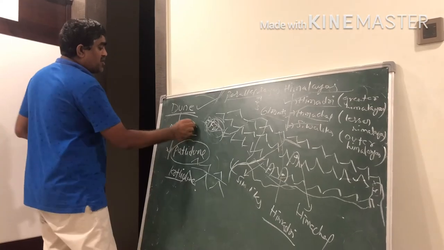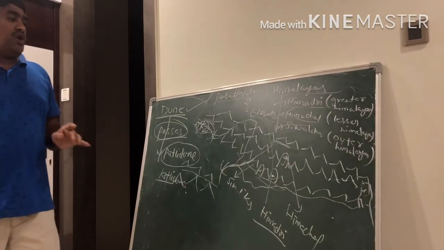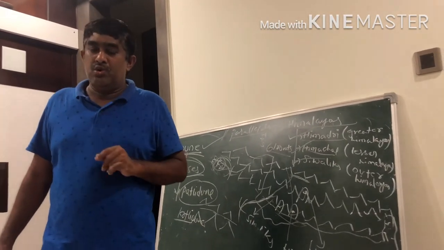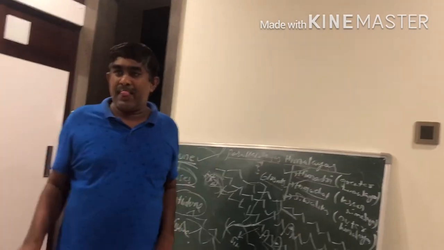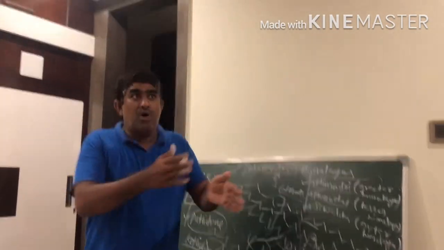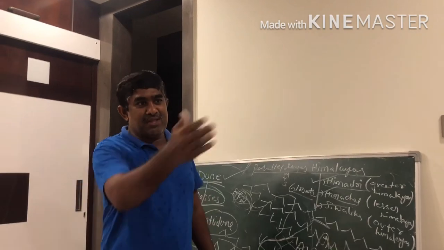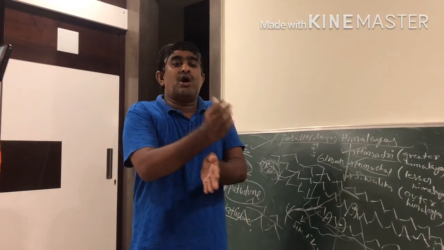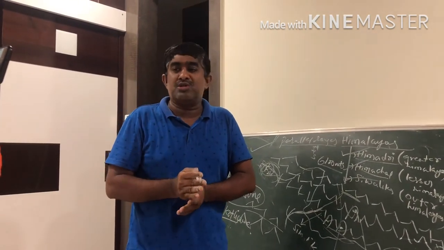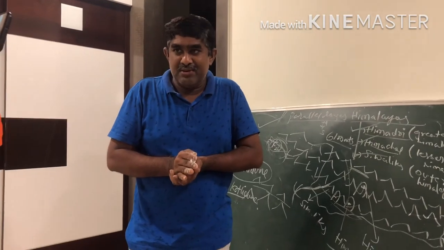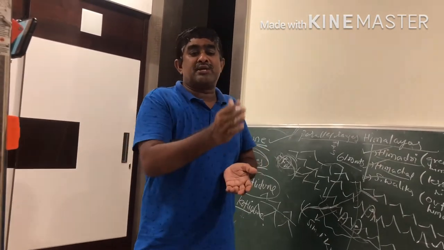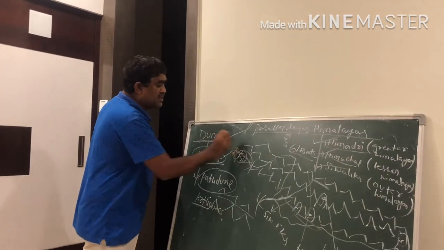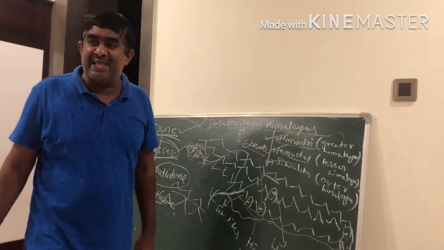Children, the next one is pass. If you have gone to Araku, we go on a vehicle, but the tribals will move on shortcuts. Between the mountains, they will walk and go. The shortcut routes between the mountains are called passes. Very important. Understood what passes are?